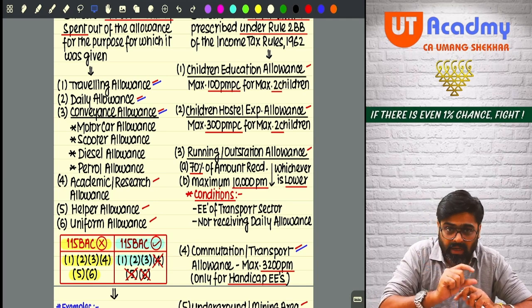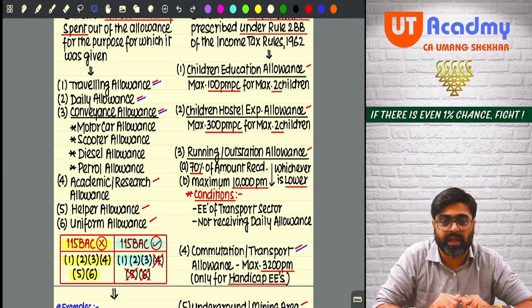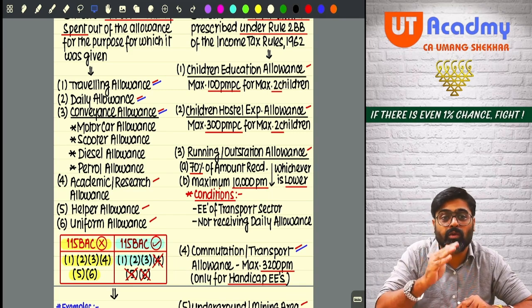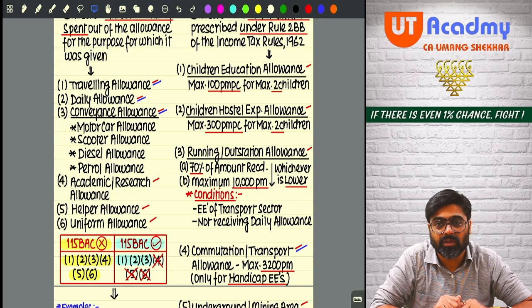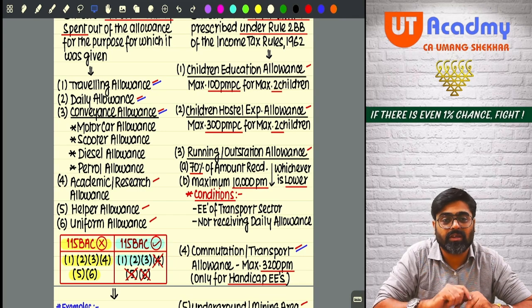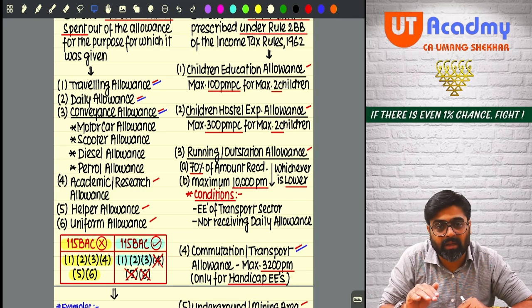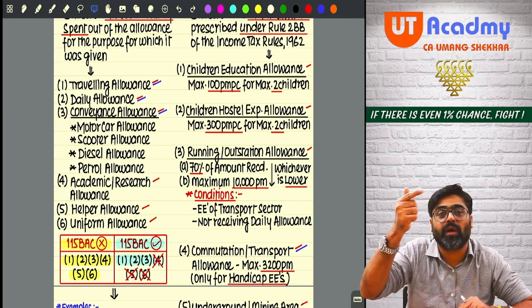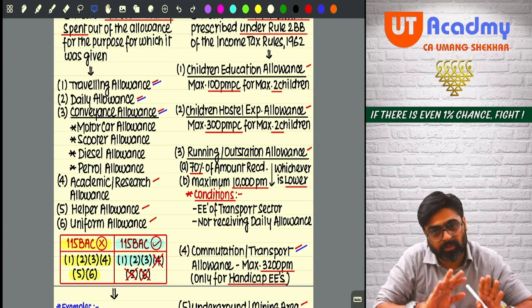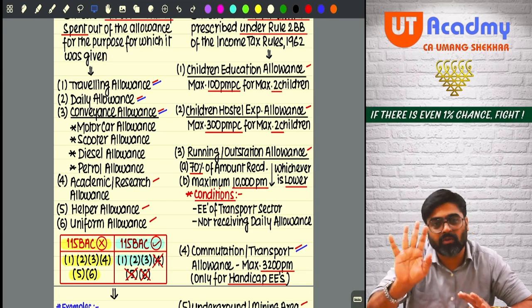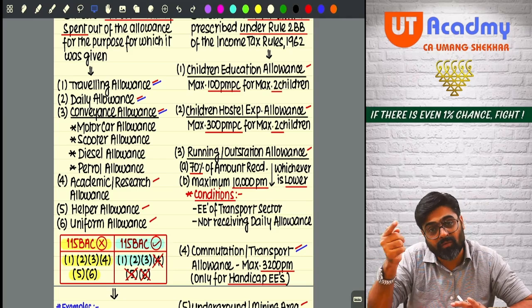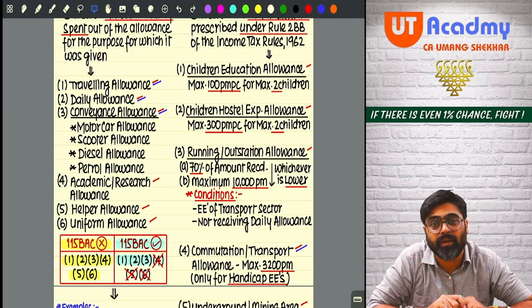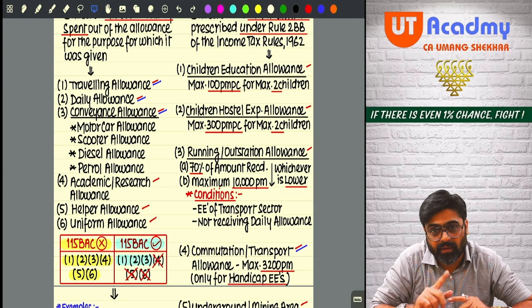Sometimes the conveyance allowance can be given by different names. Sometimes they will give you motor car allowance. Sometimes they will give you diesel allowance. Sometimes they will say that petrol allowance is given. Sometimes they will say scooter allowance is given. All these are different names given to conveyance allowance. So you are supposed to understand that these are what? Conveyance allowance only. You are supposed to give the treatment of conveyance allowance for these allowances. Getting my point? Everyone? Now next allowance is academic or research allowance.